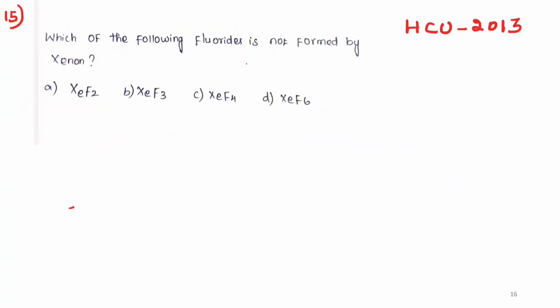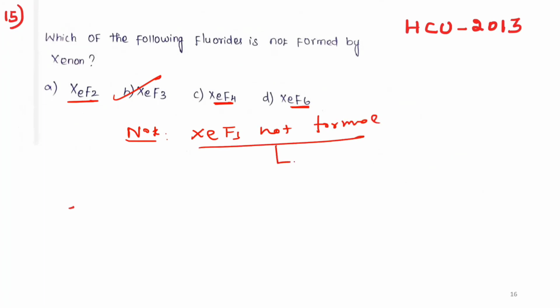Now, the last question of today's session. Which of the following fluorides is not formed by xenon? Now see, XeF2 is formed, and XeF4 is formed, and XeF6 is formed, but which is not formed? XeF3 is not formed. Please note. Why? Because the structure is unstable.